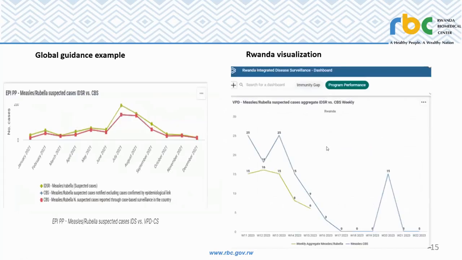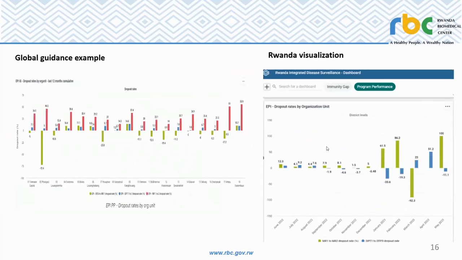On the program performance, you can see on the left-hand side, the global guidance, for instance, shows that you can compare measles suspected cases in IDSR versus the CBS system. And we also try to replicate that in our system. The same applies to the dropout rates on the left-hand side, what the global guidance provides, and we try to replicate that in our system.